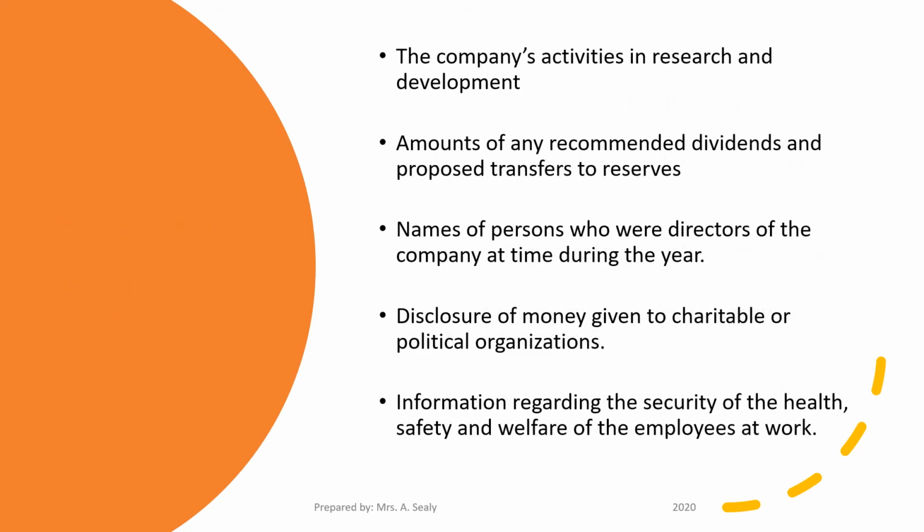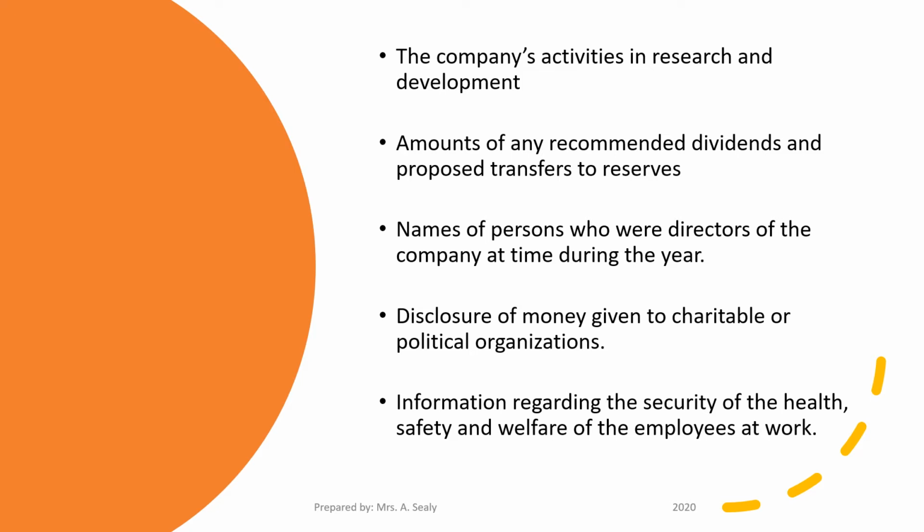They may also look at the company's activities in research and development. If they have a research and development department, they will look at what is going on within that department. They would also look at the amounts of any recommended dividends, any dividends that were proposed, or any transfers that were proposed to the various reserves that the company may have. Like, for example, the company may have a general reserve, a fixed asset replacement reserve, or a foreign exchange reserve.